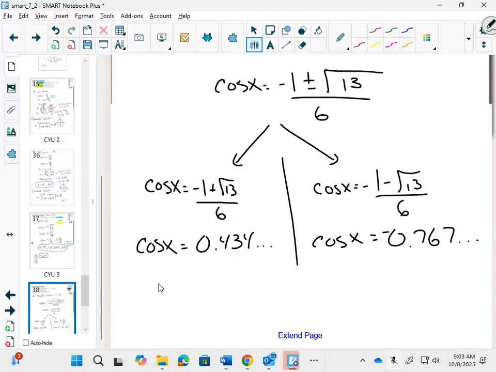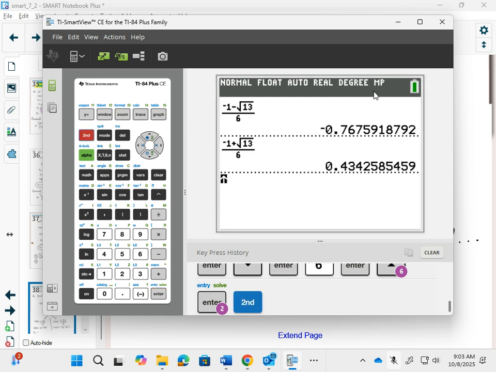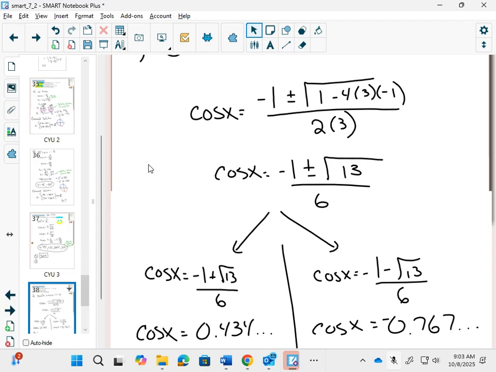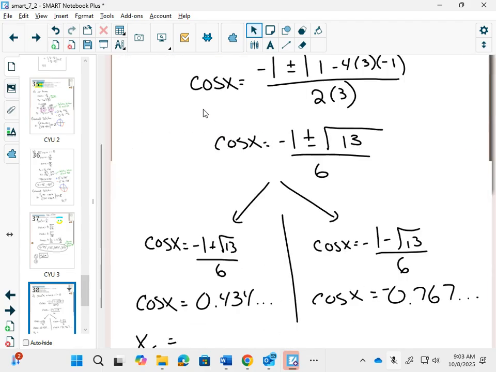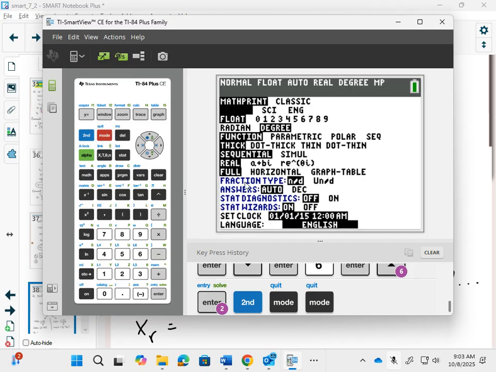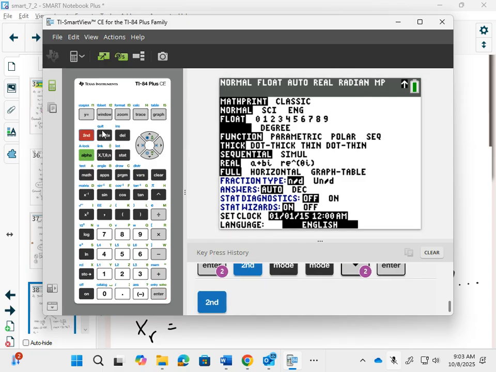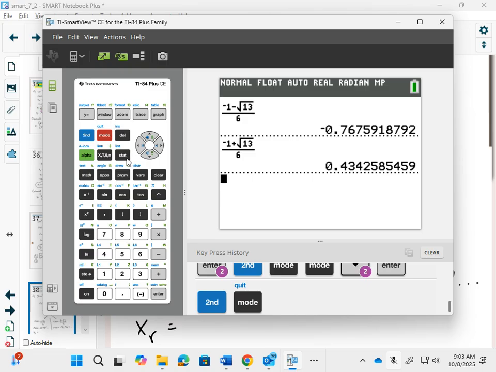This side, we need to find our reference angle. So we do cos inverse of 0.434. Go to my calculator. Second, cos inverse. Oh, I'm in degrees. Is this one in degrees? No, it's in radians. So I have to first hit my mode button and go back to radians. The newest calculators are nice because they say it at the top. Some of the older versions, you still have to hit your mode button to check.